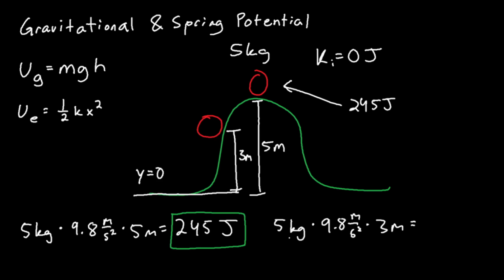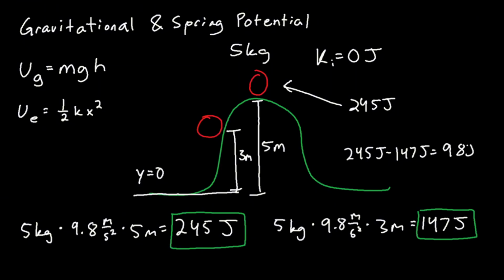Well, you'd want to multiply, again, you want to find the gravitational potential energy of the ball at 3 meters. So the gravitational potential energy of the ball at 3 meters high is 147 joules. Now, where did the other energy go? What happened to the difference, the 245 joules minus 147 joules? What happened to that difference in energy? 98 joules in this case.